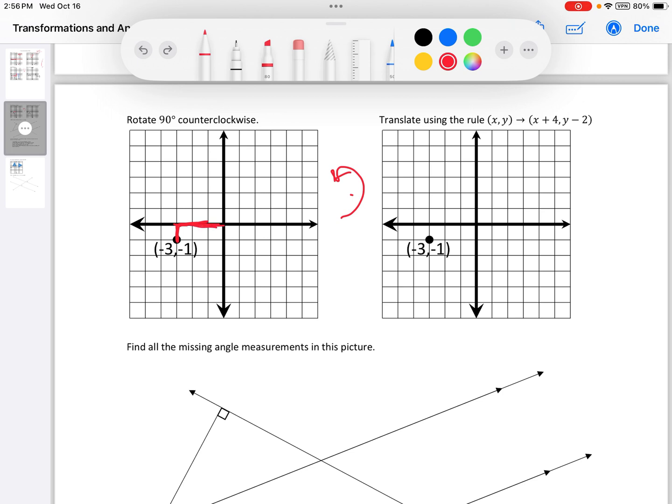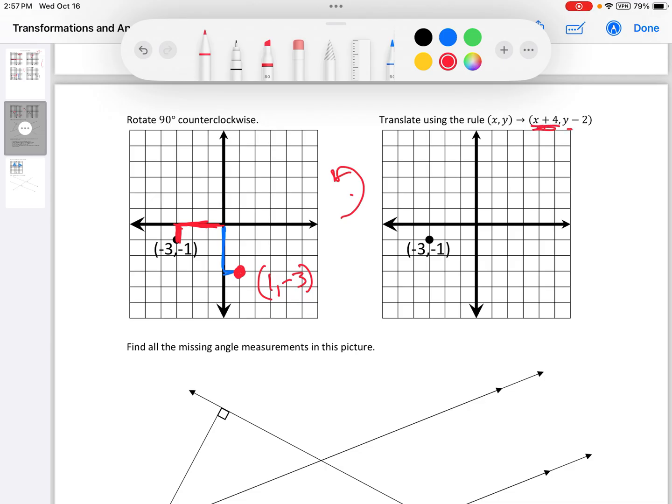All right. So 3 this way becomes 3 this way. 1 this way becomes 1 this way. See how the L shape rotates like that? And that means our new point will be right here, and its coordinates will be 1, -3, because it's 1 to the right and 3 down. All right.